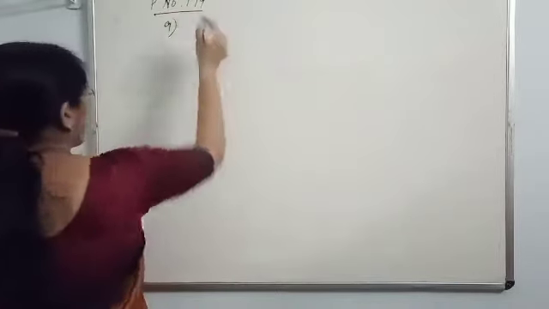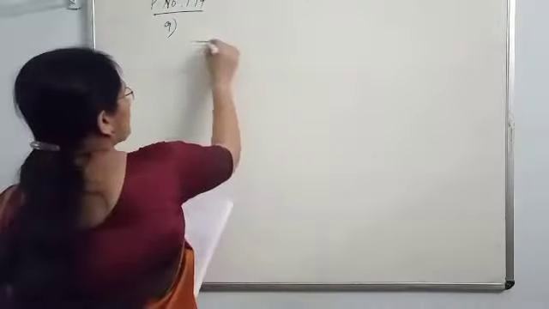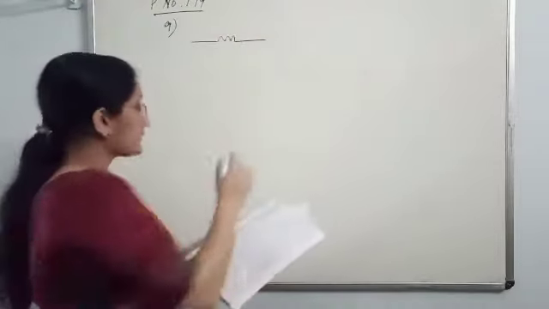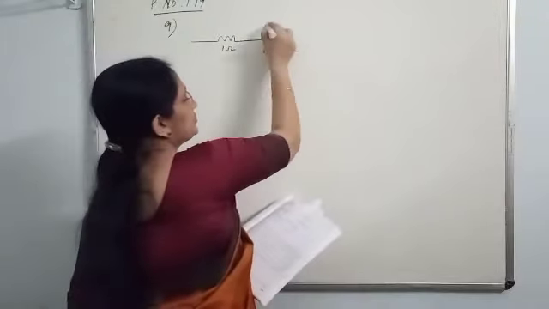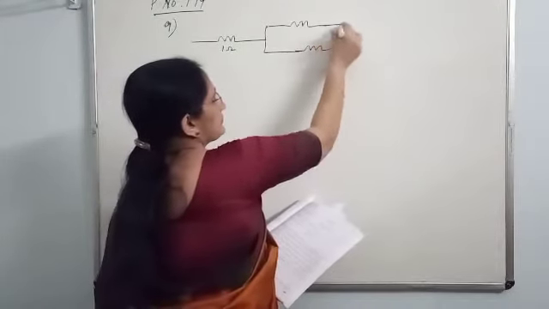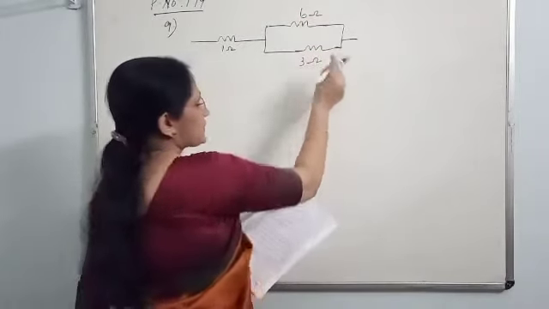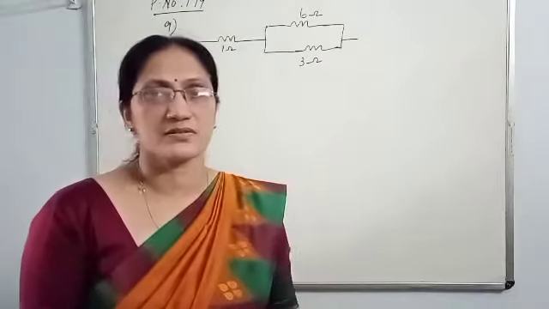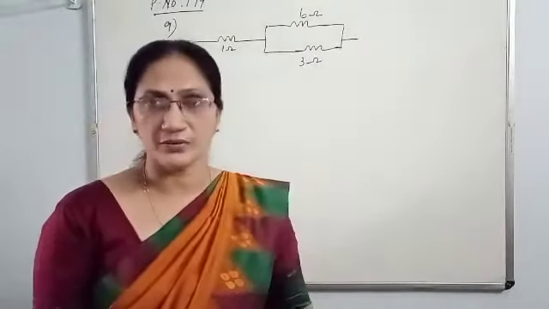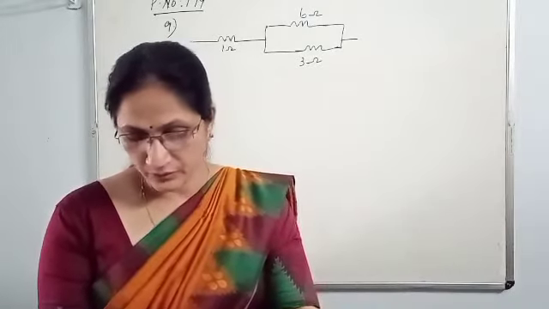Question number 9. A circuit consists of 1 ohm in series with a parallel arrangement of 6 ohm and 3 ohm. Calculate the effective resistance. It consists of one resistance in series, that is 1 ohm. It is connected to two more resistors in parallel. They are 6 ohm and 3 ohm respectively. Find out the total resistance. This type of questions we have already discussed, so you may be able to solve it by yourself.